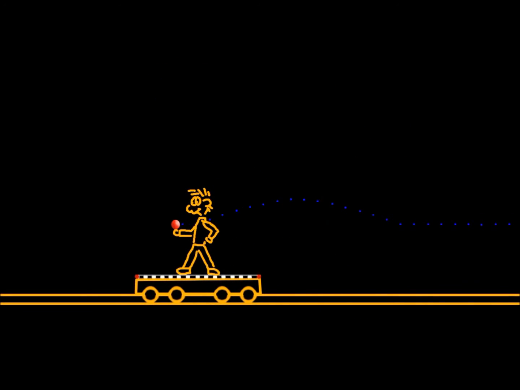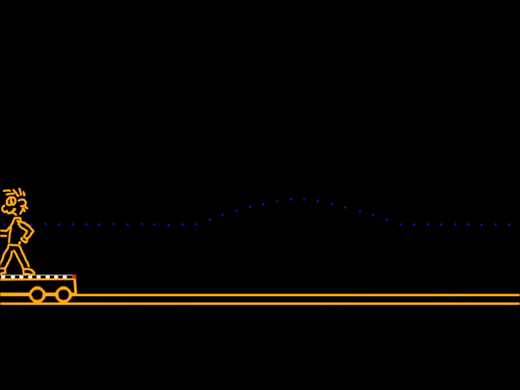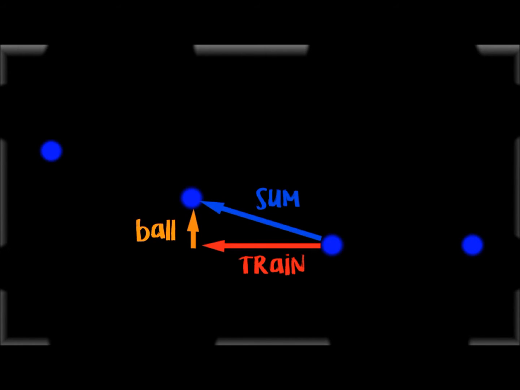Now let's put the two movements together and mark the positions of the ball. As we can see, the resulting path is the sum of the two different speed vectors. The ball does not only go up and down, but also keeps its sideways movement due to the train.